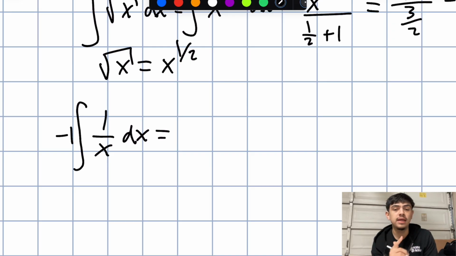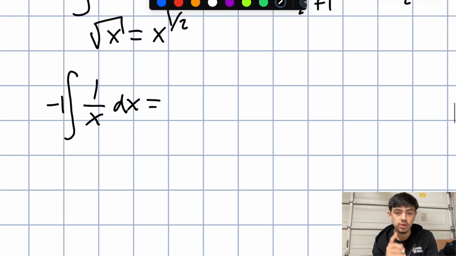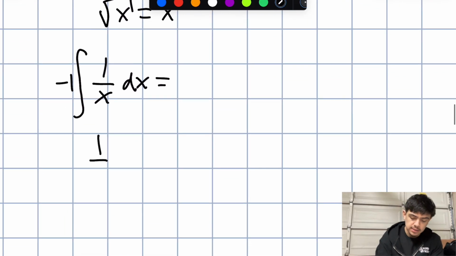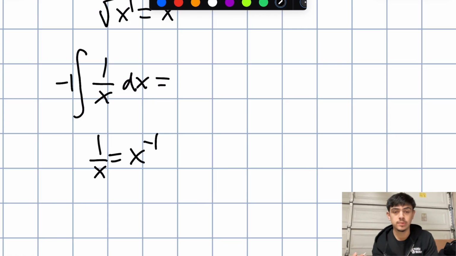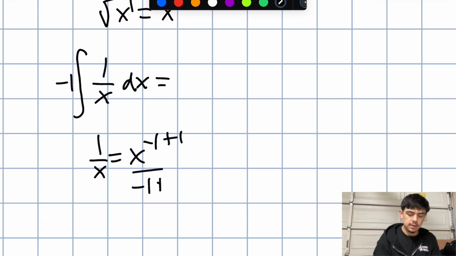This is a unique case where we cannot do the reverse power rule. The reason why is because 1 over x, we can rewrite as x to the negative 1. Remember, that's basically exponent rules. You have a power in the denominator, you can flip it up and make it a negative power. Here, we couldn't do the reverse power rule. What if we added 1 and did this? We'd get 0. We'd get x to the 0 over 0. Doesn't make any sense. We can't divide by 0.